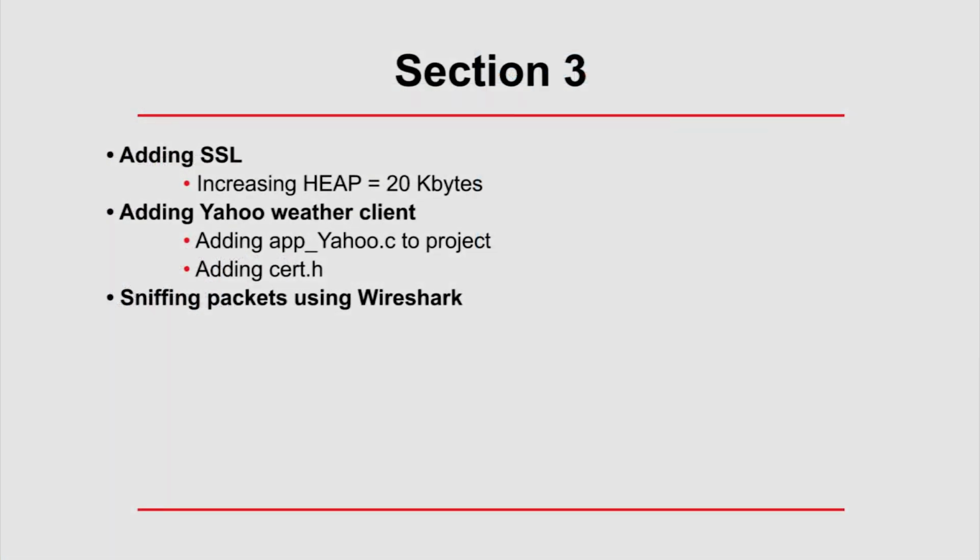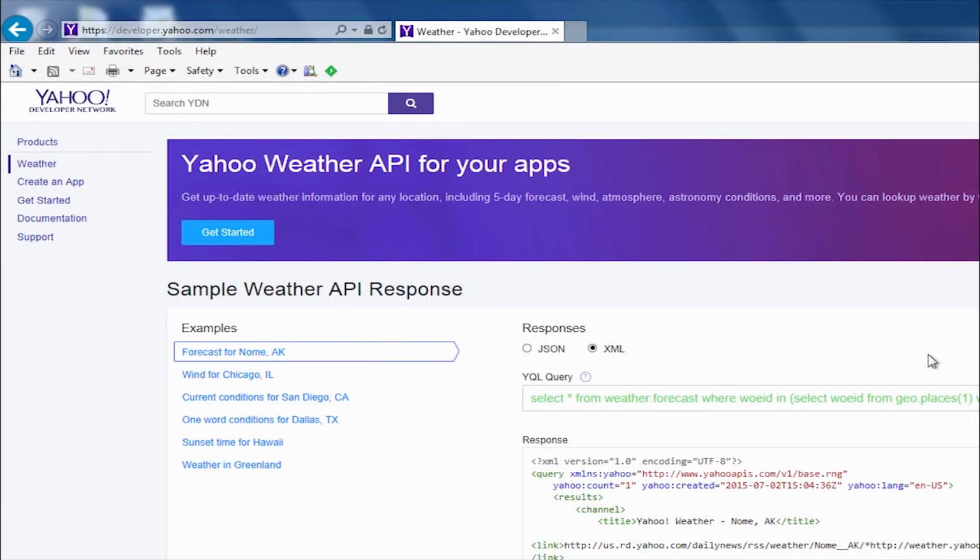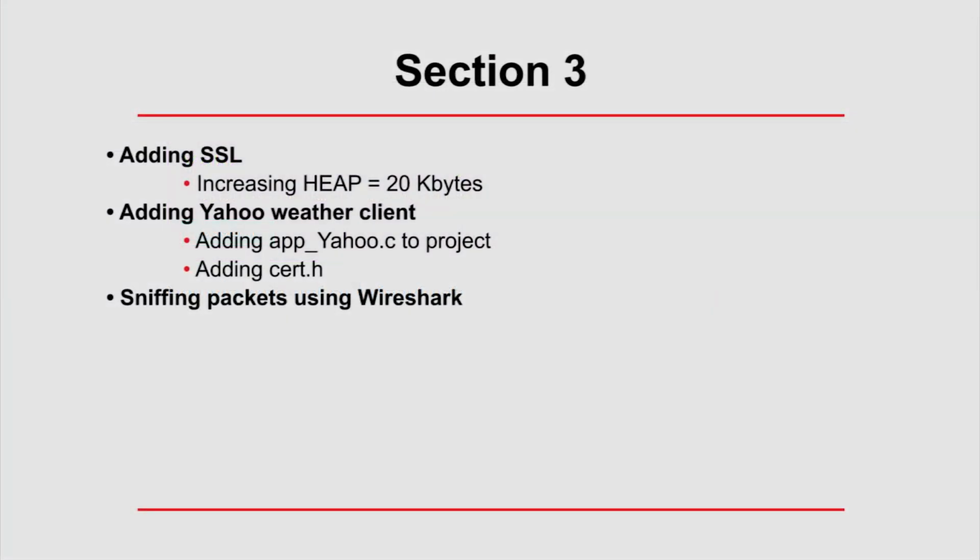Now in section 3 we will be adding the SSL library. This requires more dynamic memory allocation to store the key and the certificate, so we will need to increase the heap by 20 kbytes. We will be adding the Yahoo Weather client application. These are custom files written specifically for this demonstration, so we will add app_yahoo.c, and we will be adding certs.h, which is the certificate provided by that Yahoo weather server.